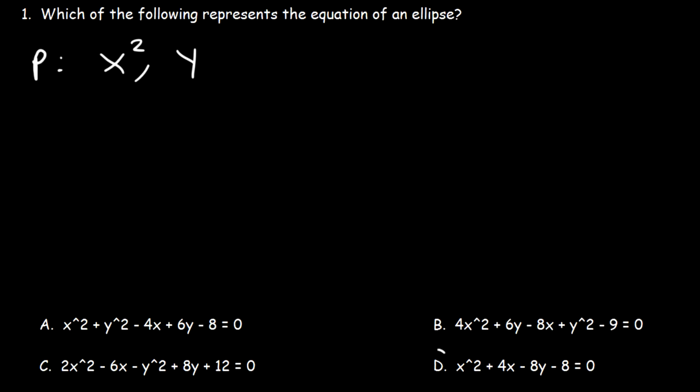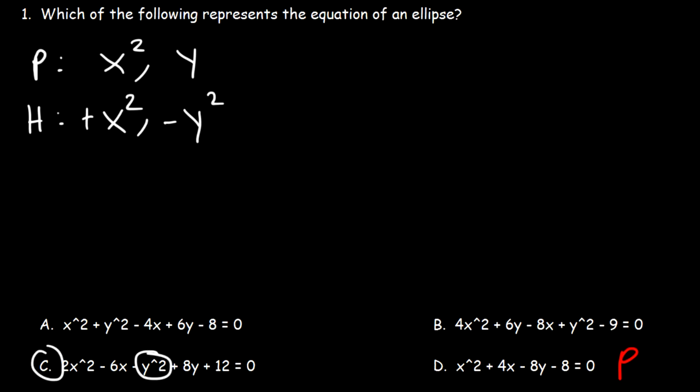Notice that answer choice D has an x squared but not a y squared. So that is the equation of a parabola. The next one that's easy to identify is the hyperbola. In the hyperbola, you're going to have an x squared and a y squared, but one of them is positive and the other is negative. So if you look at answer choice C, x squared is positive, y squared is negative. So that is a hyperbola.